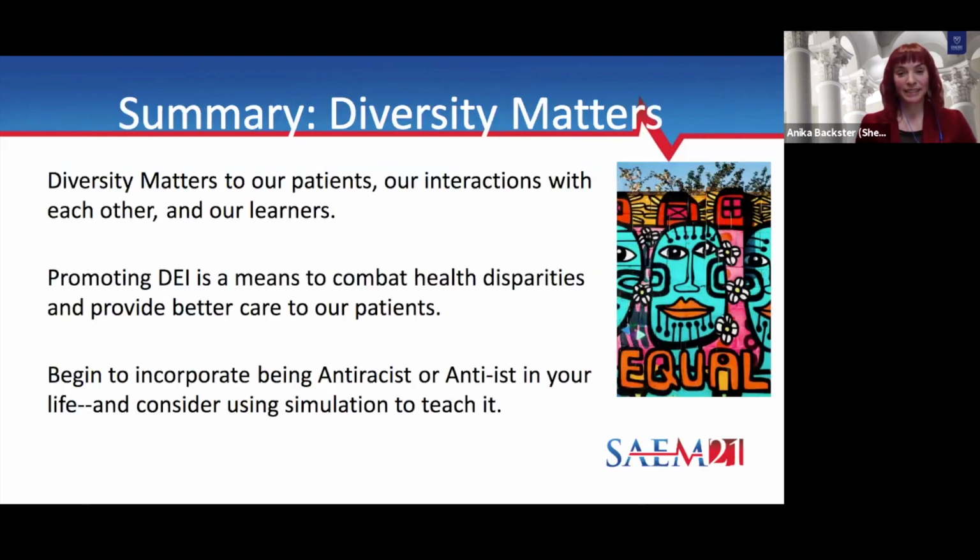So in summary, this is doable. We can all do this. We can all promote it, support it. We can teach it. We just need to acknowledge first that diversity matters, right? Then we can understand that promoting DEI is a means to combat health disparities. And we acknowledge that we should be incorporating anti-racism into our daily lives, as well as teaching it. And what is one way to do that but with simulation? With this, I'm going to turn it over to Dr. Michael Falk, who will introduce you to using simulation and being anti-racist or anti-bigoted.